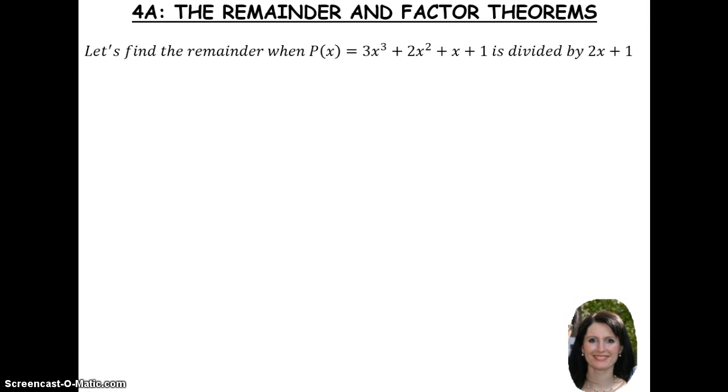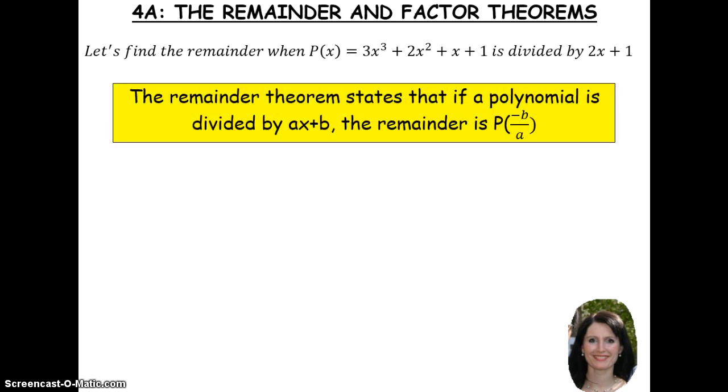We're now going to find the remainder when p of x equals 3x cubed plus 2x squared plus x plus 1 is divided by 2x plus 1. We don't need to do all the long division there in order to just find a remainder. We have the remainder theorem, which states that if a polynomial is divided by ax plus b, so 2x plus 1 in this case, 2 is a and 1 is b, the remainder is negative b on a. Another way you could do it is to just equate that to 0 and find out what x would equal. It would equal negative 1 over 2, which is negative b over a.